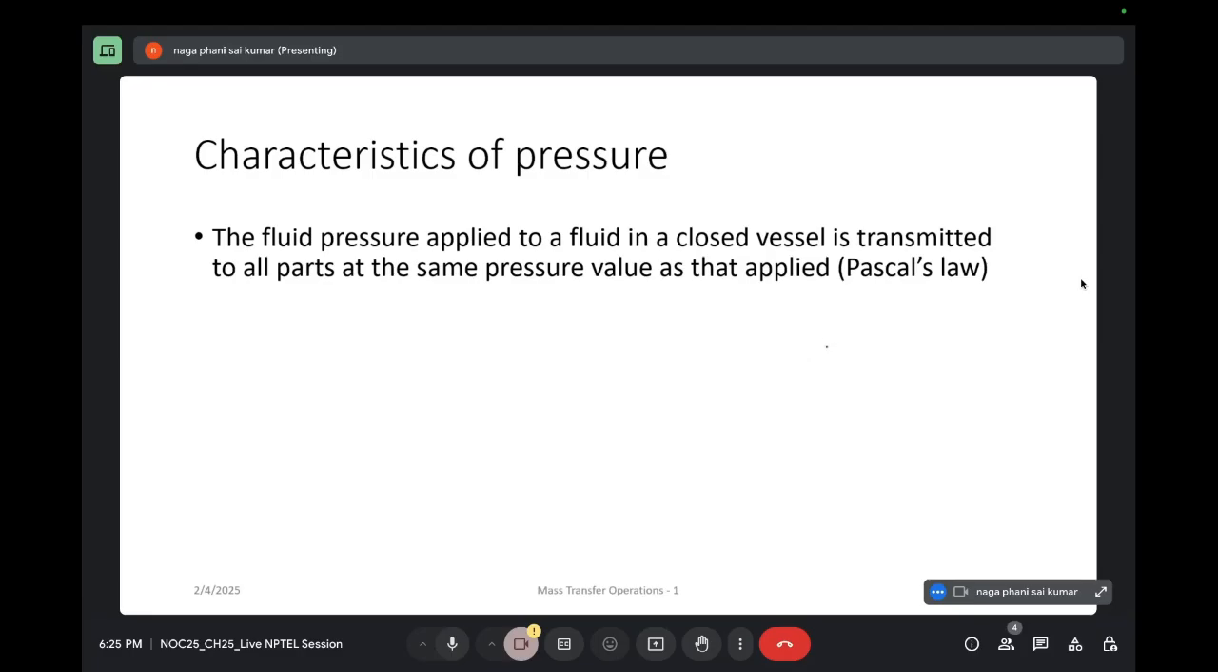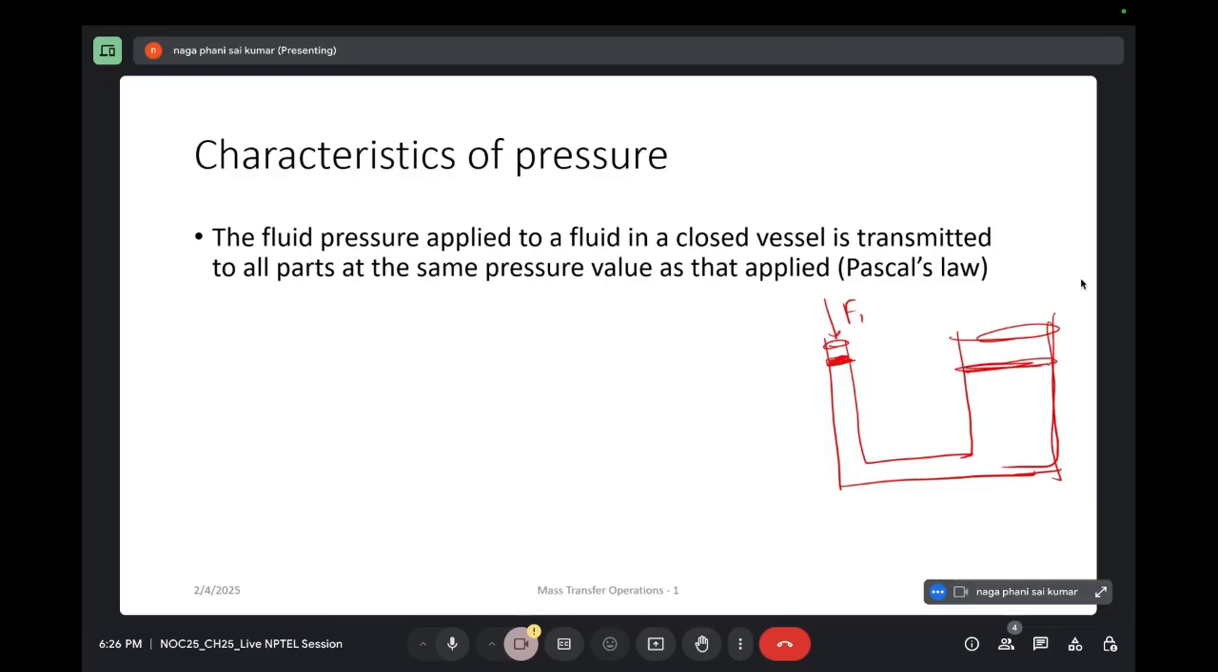So let's say we have a hydraulic press of two different diameters. Let's say F1 is acting on this platform, and there is a platform here as well. There is a force F2 acting on this platform. Let's say this has an area of A1 and this has an area of A2.